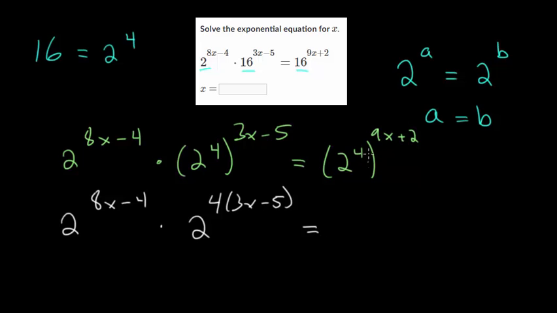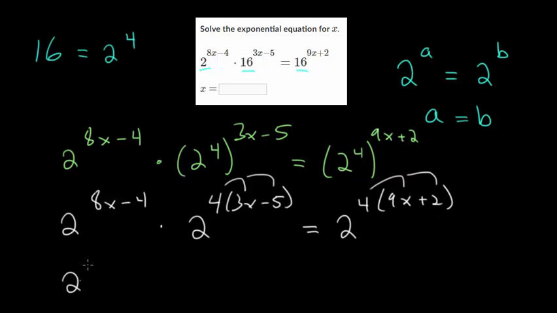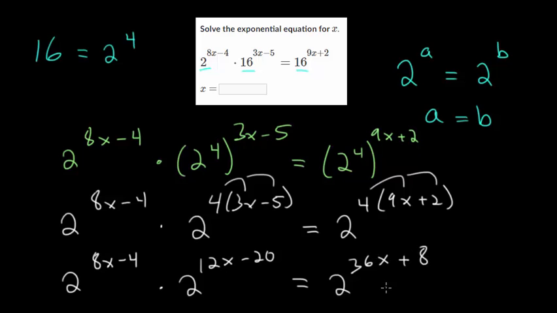And we'll do the same over here. This 4 will multiply by this exponent here. So we have 2 to the 4 times 9x plus 2. And like I said, now we will distribute. The 4 will go to both of these terms. And again, over here, the 4 goes to both of these terms. So let's rewrite. We have 2 to the 8x minus 4 times 2 to the 12x minus 20 equals 2 to the 36x plus 8.